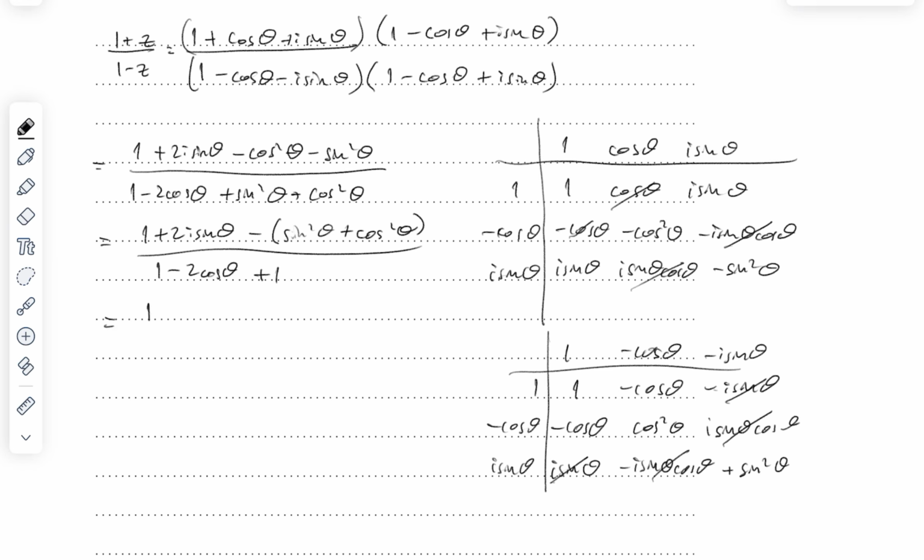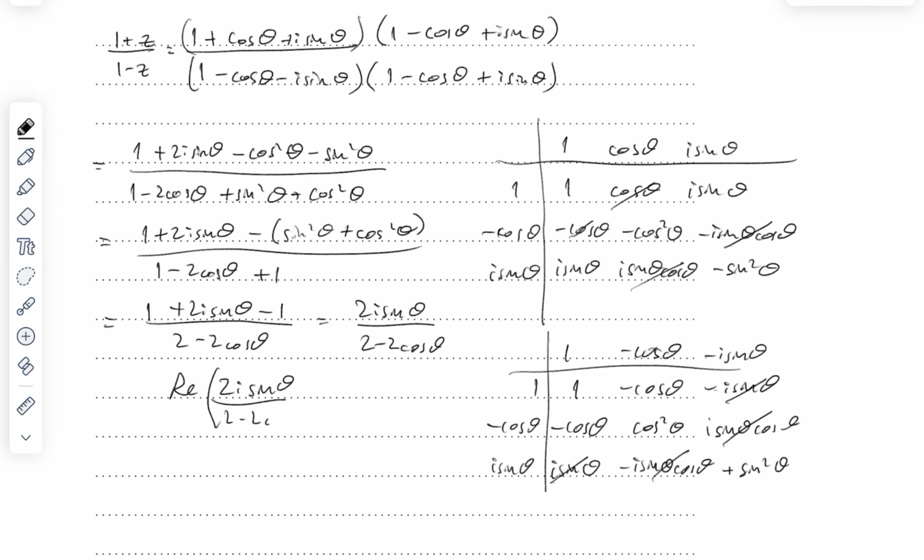So that equals 1 plus 2i sine theta, subtract 1, over 2 subtract 2 cosine theta, which equals, the 1's cancel, 2i sine theta over 2 subtract 2 cosine theta. And the real part of 2i sine theta over 2 subtract 2 cosine theta, well, given it's all imaginary, some other number around it, must be 0. Thus it is demonstrated, quod erat demonstrandum.